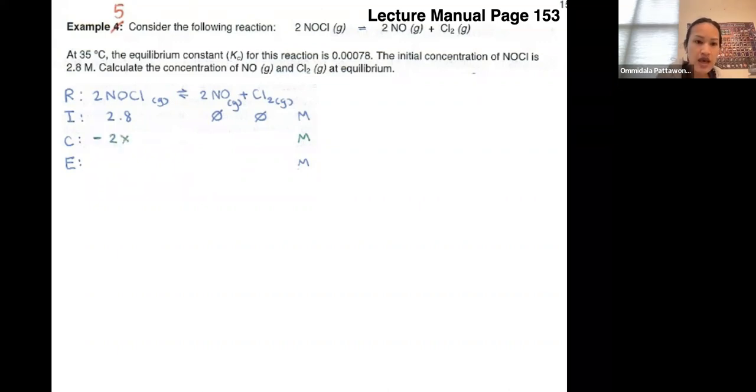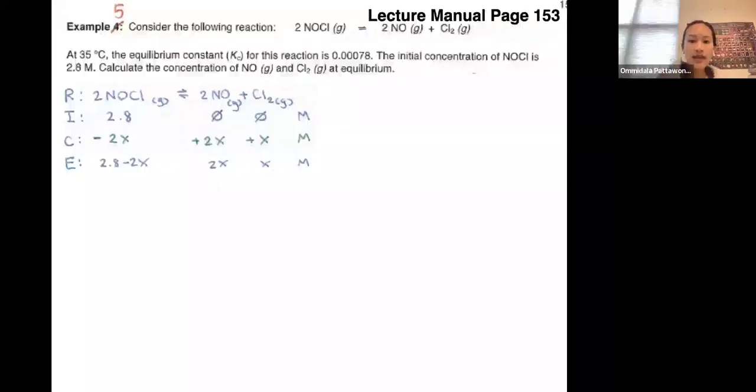Again, the change would be negative 2x for the reactant because the reactant has coefficient 2. And it's going to be positive 2x for the NO, and then positive 1x for the chlorine. Since we have more of the reactant than the product, over time the reactant would decrease. Equilibrium is when you add these two together. So in this case, you are going to get 2.8 minus 2x, then 2x for NO, and x for the rest of those.